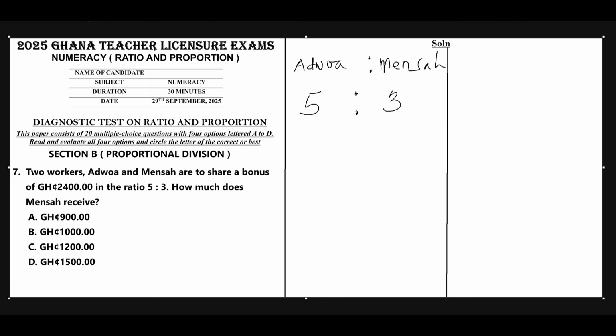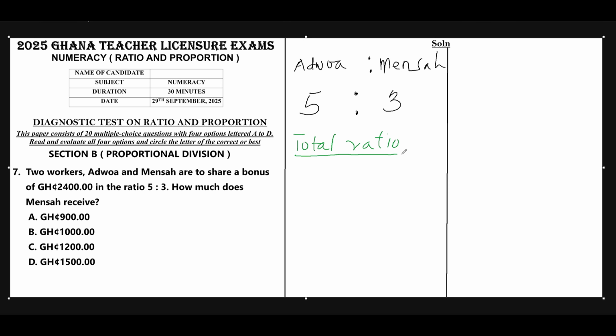As we said, proportional division involves sharing items in a given ratio. So what item is being shared here? They are sharing a bonus of 2,400 Ghana cedis. And again, the 2,400 Ghana cedis bonus represents the total bonus to be shared. So what ratio corresponds to the total bonus? Obviously, that should be the total ratio. So the total ratio goes with the total bonus to be shared.